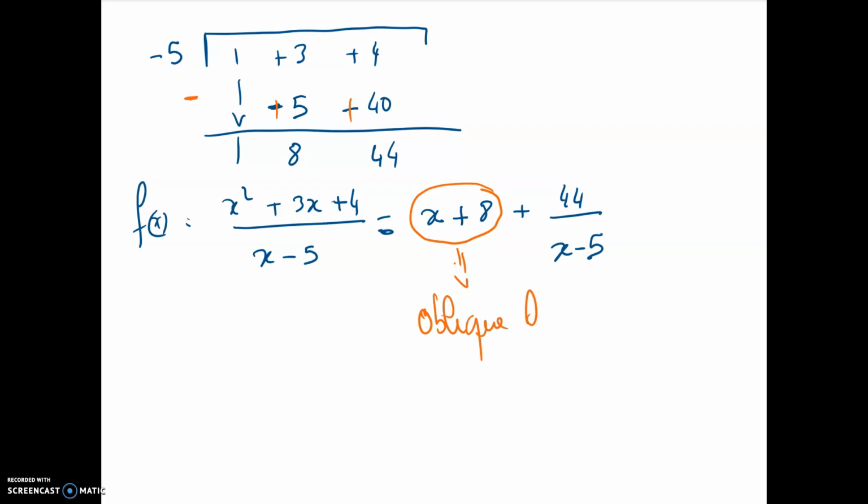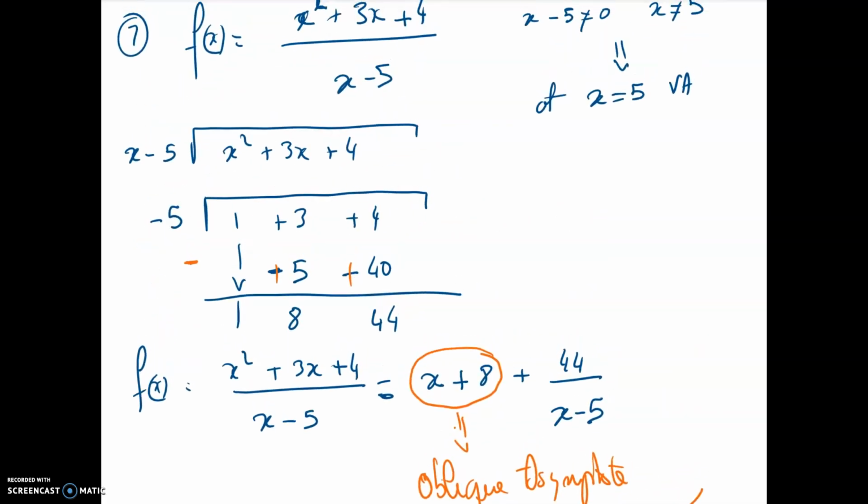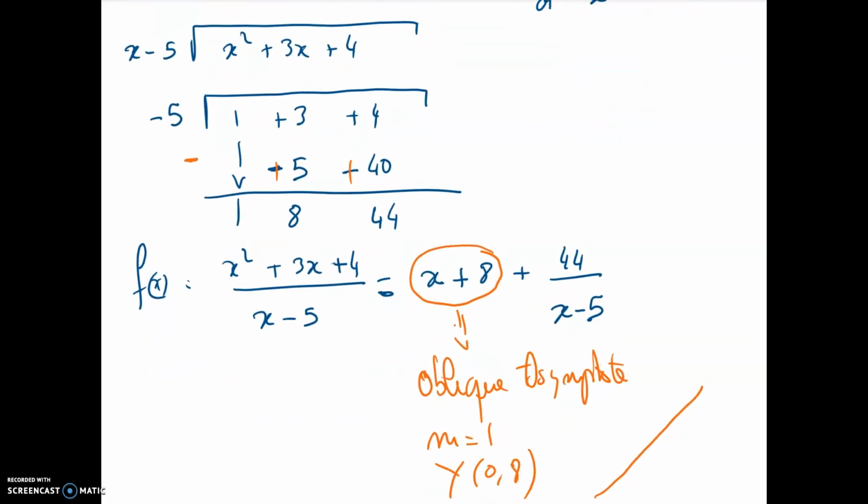Why is it an oblique asymptote? Because this is the equation of a line, slope m equal 1, y-intercept (0, 8). So from the y-intercept (0, 8), I will have to go up 1, right 1, and so my line will go up. And so obviously, this is oblique. If it was going down, it would also be oblique. In that case, it's going up. So the answer for problem number 7 was F.